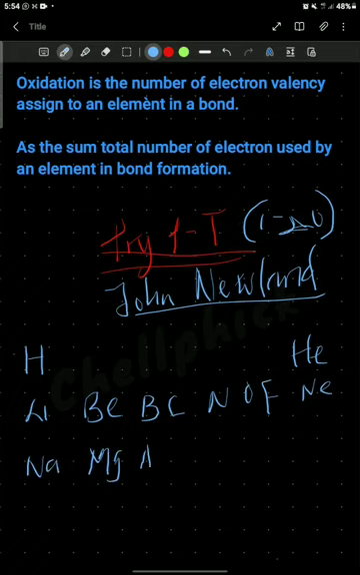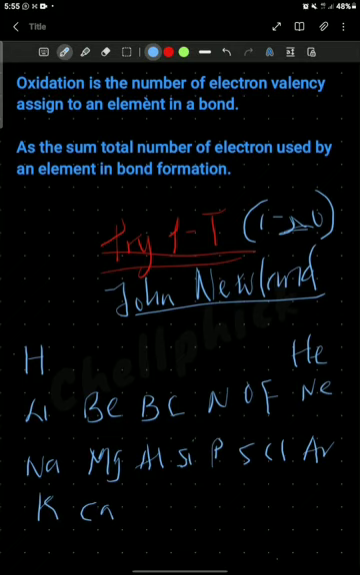This is followed by sodium, magnesium, aluminium, silicon, phosphorus, sulfur, chlorine, argon, potassium, and calcium.